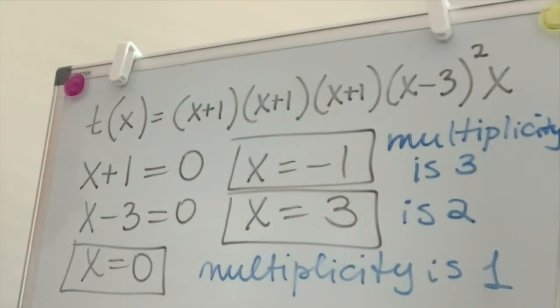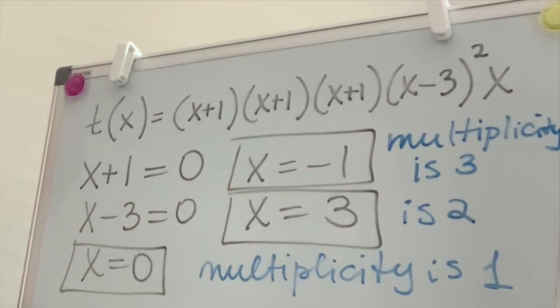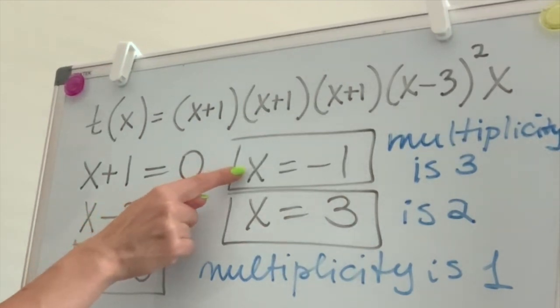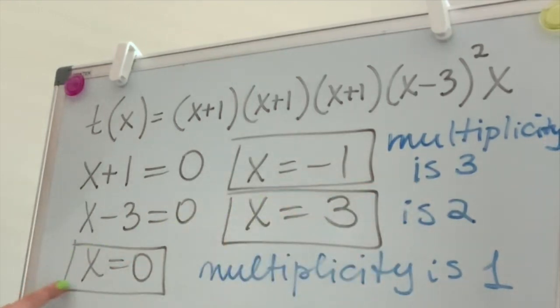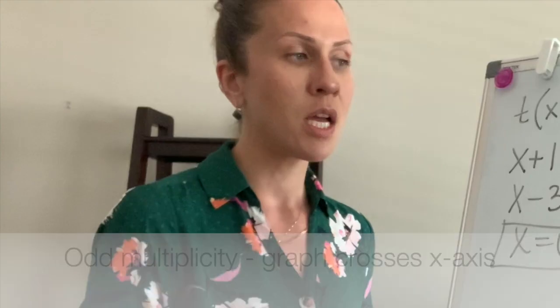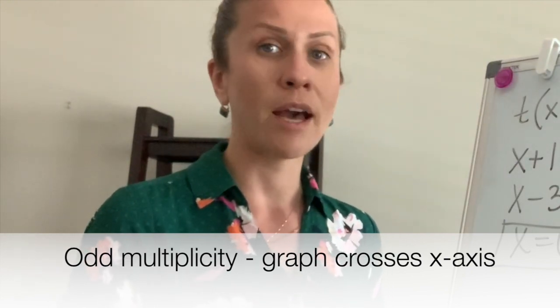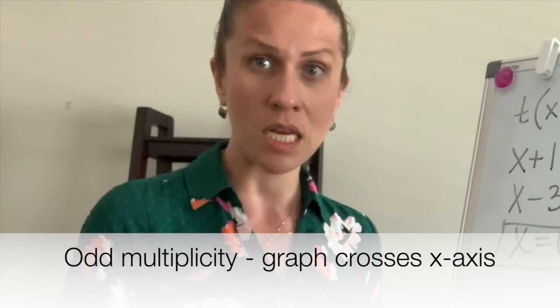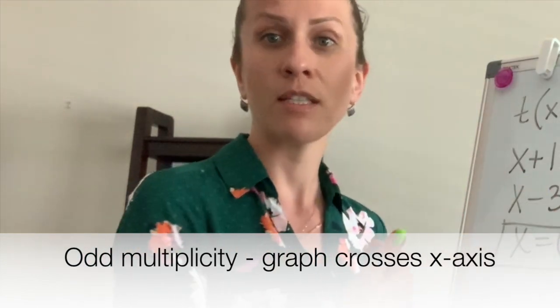So we have 2 zeros with an odd multiplicity: this 0 at x equals -1, and this 0 at x equals 0. The multiplicity of -1 is 3, which is odd, and the multiplicity of this 0 is 1, which is also odd. So what it tells us is that at those zeros, your graph will actually cross the x-axis, meaning it will go from being below the x-axis to being above, or vice versa.